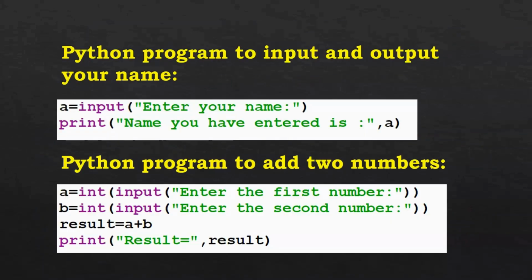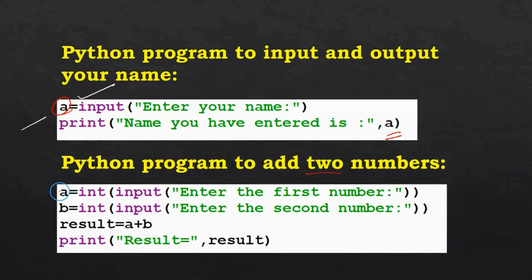Next, a Python program to input and output your name. To get the name as an input and print it with the print function is a simple program. Here we are going to give the variable called a. Why are we giving a here? To print the value of variable a.